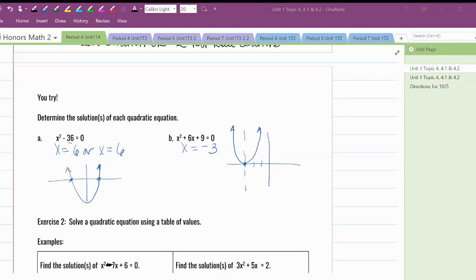All right, using our graphing technology and the one graphs approach, we see that our two solutions here are -6 and +6. In this example, we see our one solution is x equals -3 because that x-intercept is at -3.